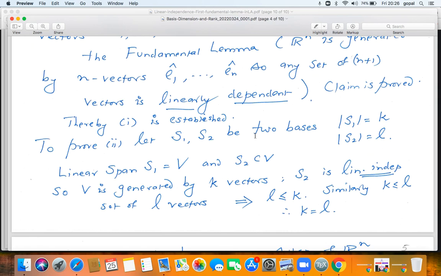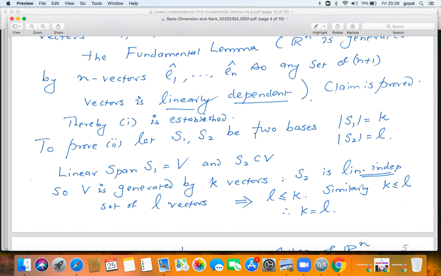But what do we know about S2? S2 is linearly independent. So the number of elements in S2 has to be strictly less than K plus 1. So it must be less than or equal to K. So L must be less than or equal to K. Reversing the roles of S1 and S2, we will conclude that K must be less than or equal to L, and we have established that K equals L.